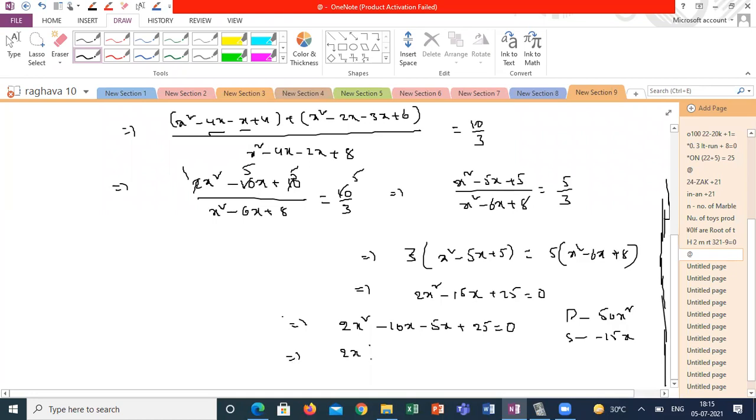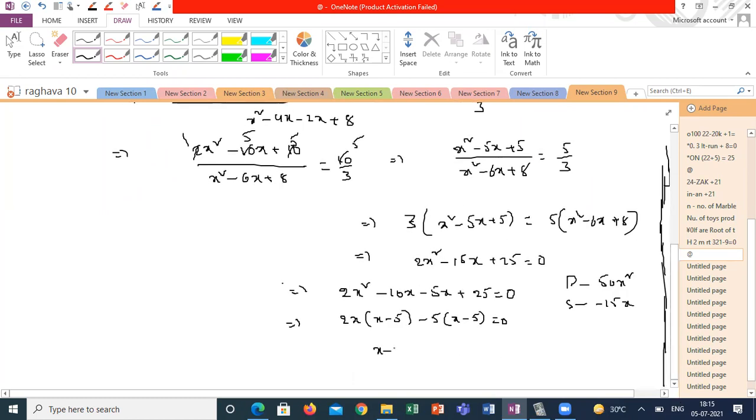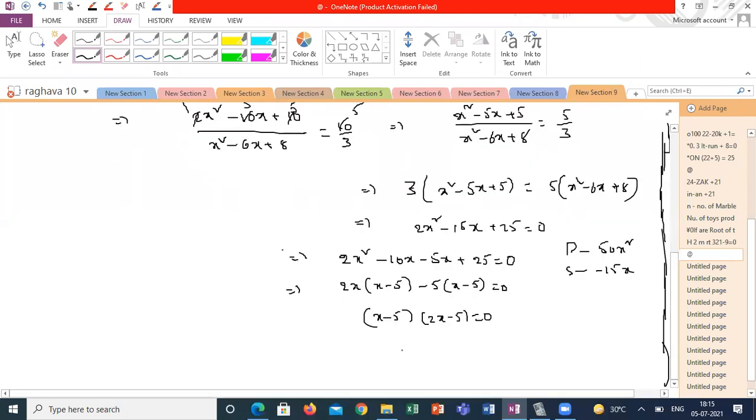If I'm taking 2x common, x minus 5, minus 5 common, x minus 5 is equal to 0. So x minus 5 into 2x minus 5 is equal to 0. From here, x is equal to 5 or x is equal to 5 by 2. This is my answer. This is the way you have to solve.